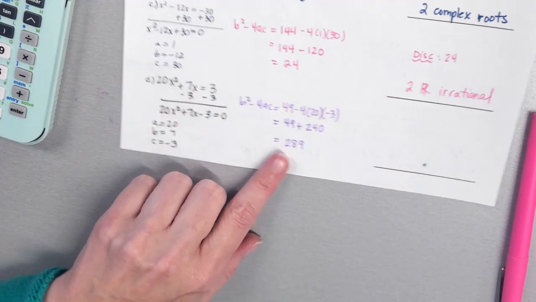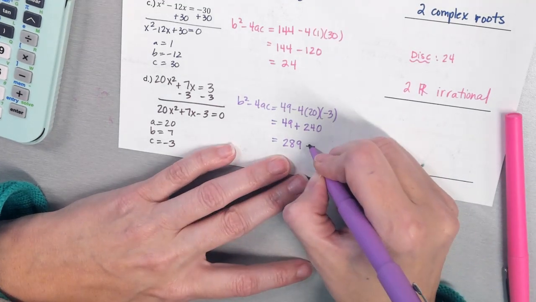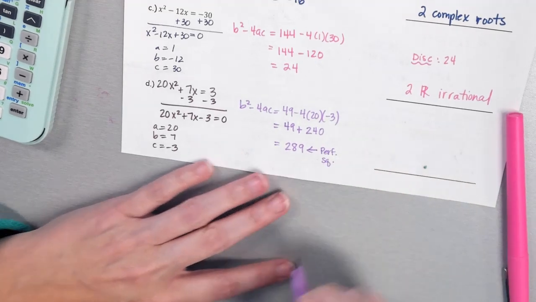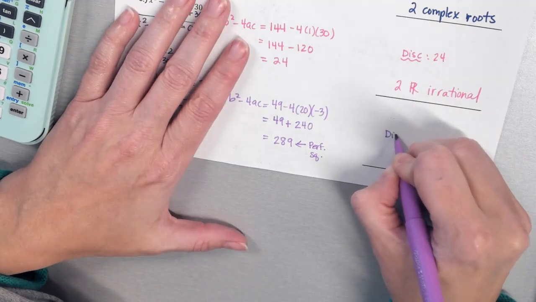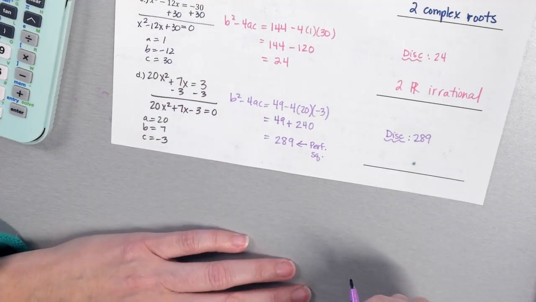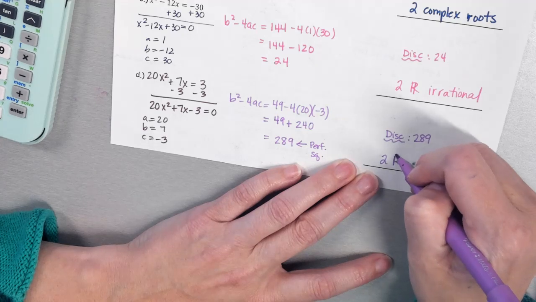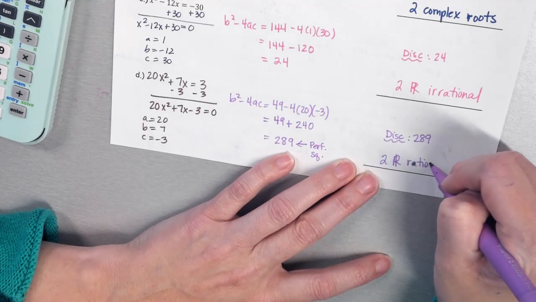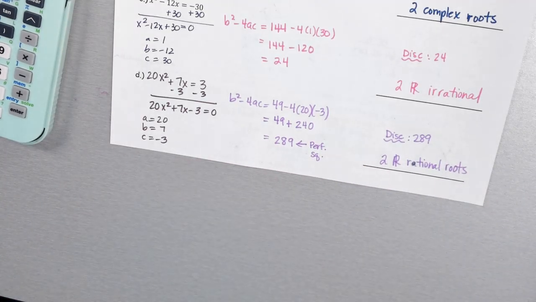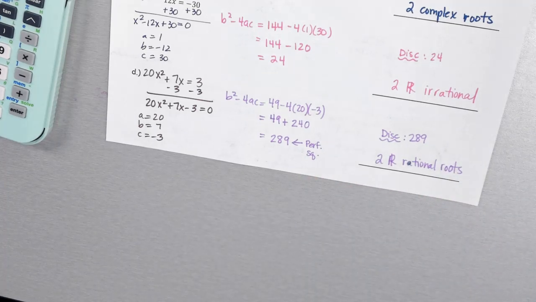How can you check to see if that's a perfect square? Yeah, you take the square root, and if the square root is a whole number, then you know it's a perfect square. What's the square root of 289? 17, so it is a perfect square. So your discriminant is 289. Okay, and then you have 2 real rational roots. Okay, so you guys do need to make sure that you're writing that out. That's also going to help you remember it for your quiz.